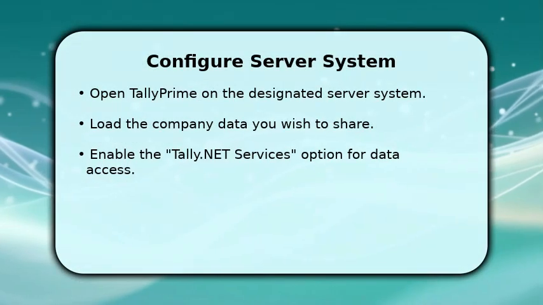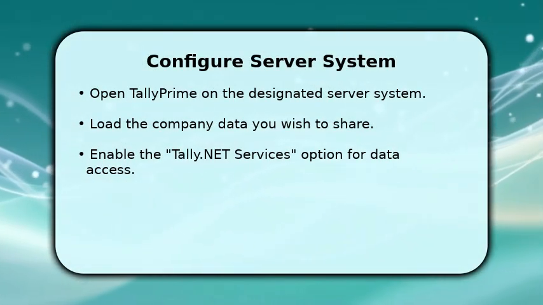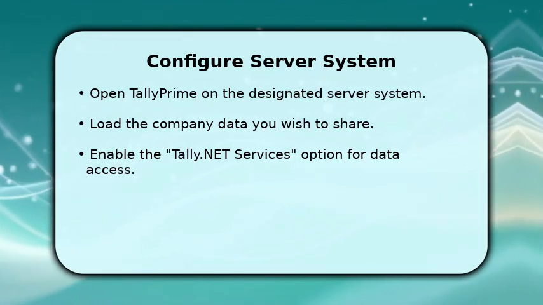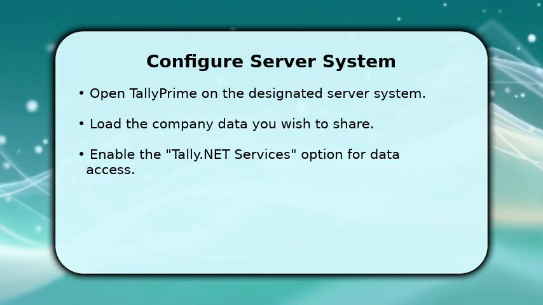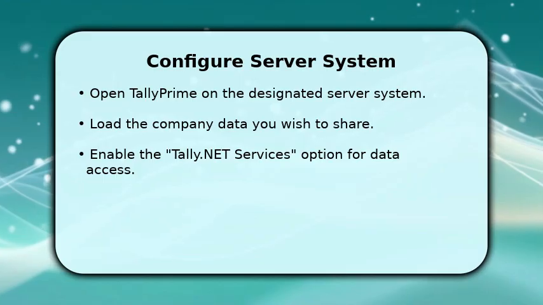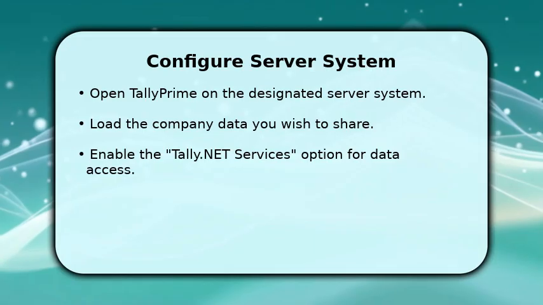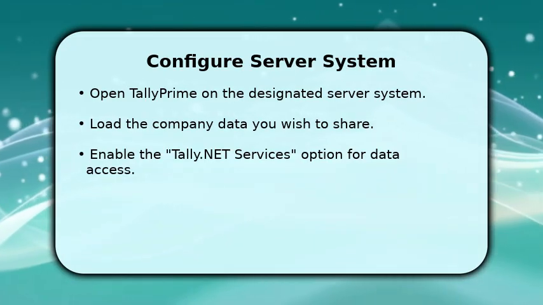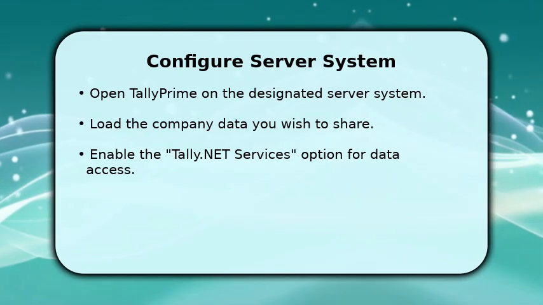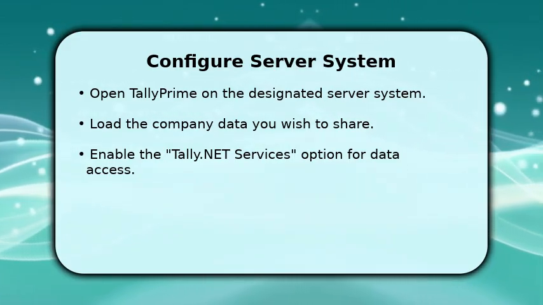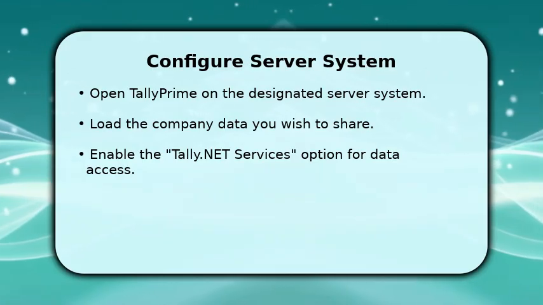On your designated server system, open Tally Prime and load the company data you wish to share. Navigate to the F14 Features menu and enable Tally NET services for client access. This step makes your company data discoverable on the network. Make a note of your server's IP address or its system name. You will need this information for connecting the client machine. This prepares your data for remote access.